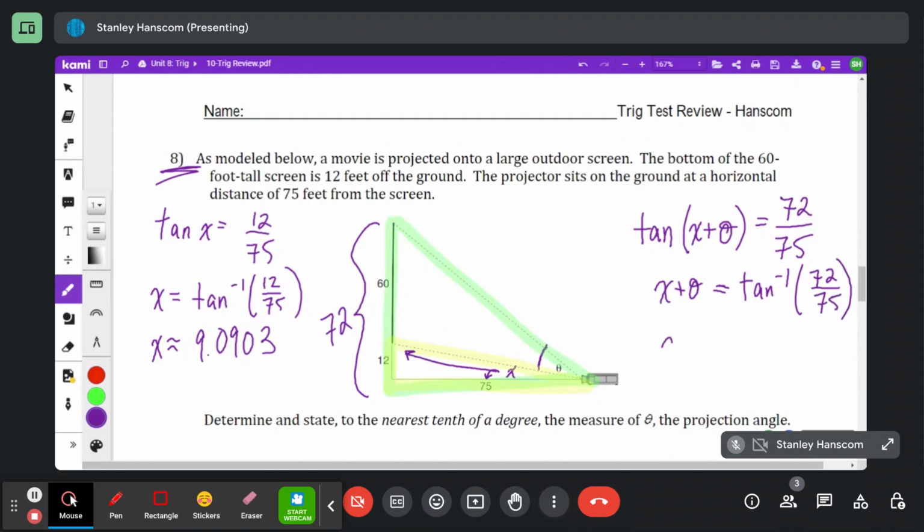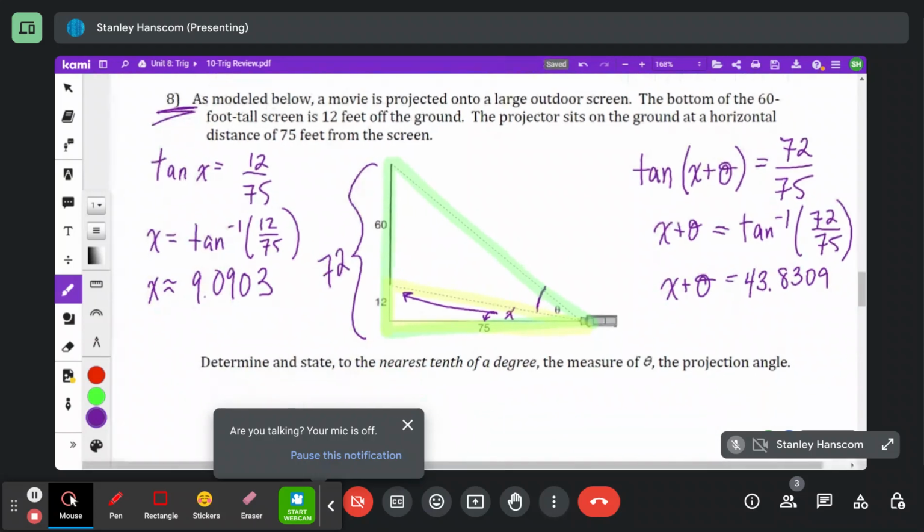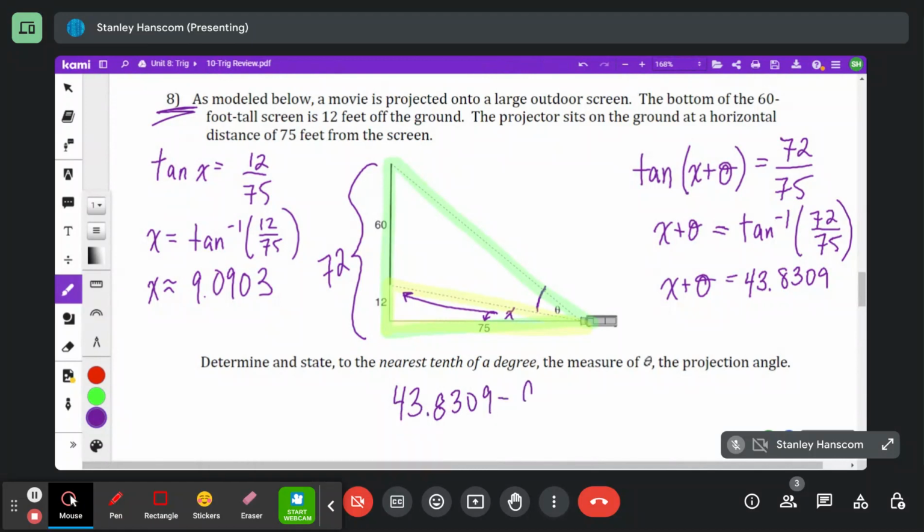And so x plus the angle I've been asked to find is around 43.8309. And so now I have the ability to take the two stored values on my calculator and subtract them from one another. So please keep in mind, you have to remember which ones you've stored where. Okay, but if I do this subtraction, I end up getting 34.7406 with the 4 decimal places, rounded to the nearest tenth, that is 34.7 degrees.